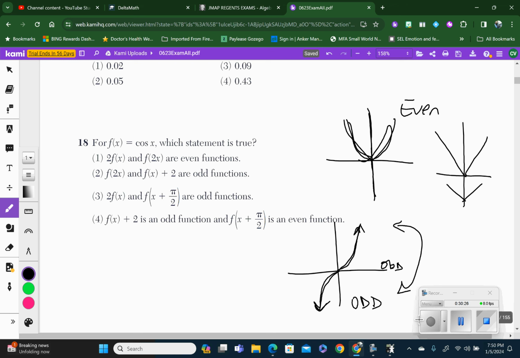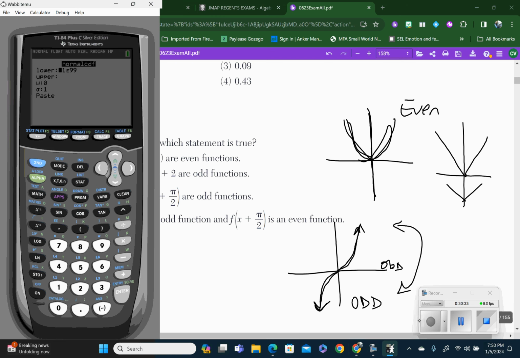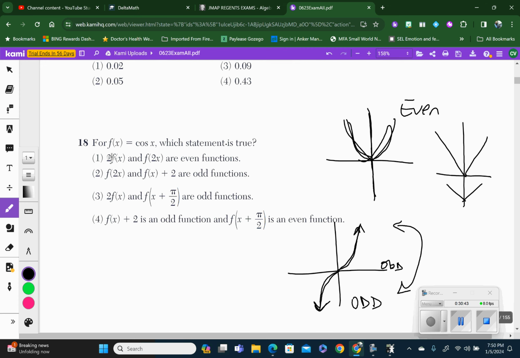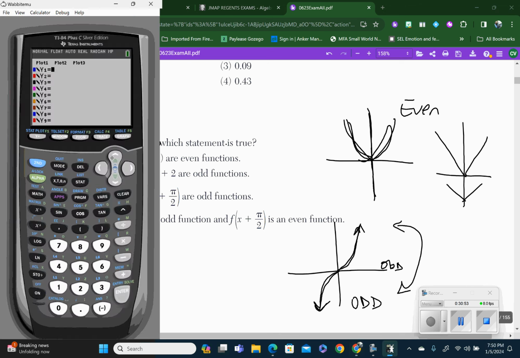So I'm looking to see which ones are even, which ones are odd. So I go to my calculator here, go to my y equals, erase what's there, erase what's here. So it says 2f of x and f of 2x are even functions. So let's go ahead and see what that means. 2f of x. So f of x says cosine of x. So I'm going to put 2 f of x, which is cosine of x, and close my parentheses. And I'm going to hit graph.